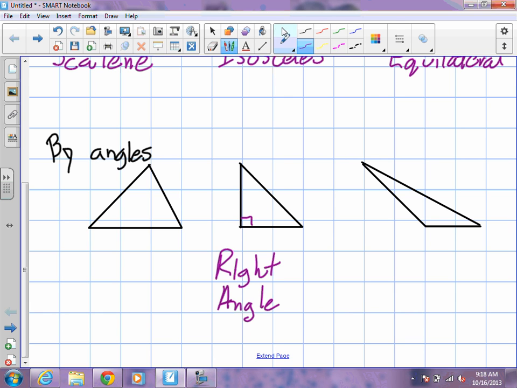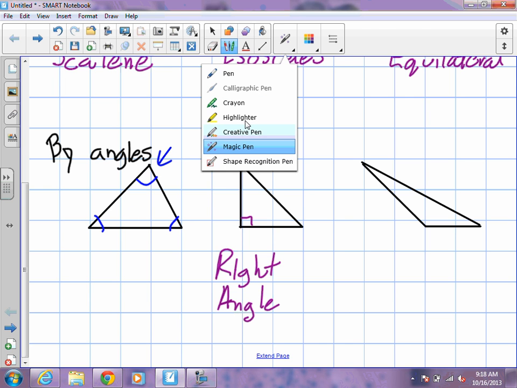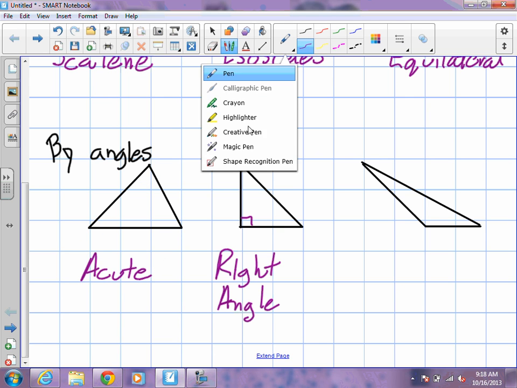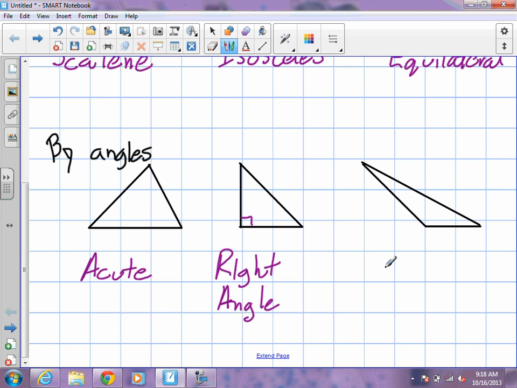Now, the one on the left, what can you tell me about all of the angles in it? They're all acute. None of them are 90 degrees. So we call this triangle an acute triangle. And now, I want you to think of an idea once we say this. This has what type of angle? Obtuse. Good. So we have an obtuse angle.